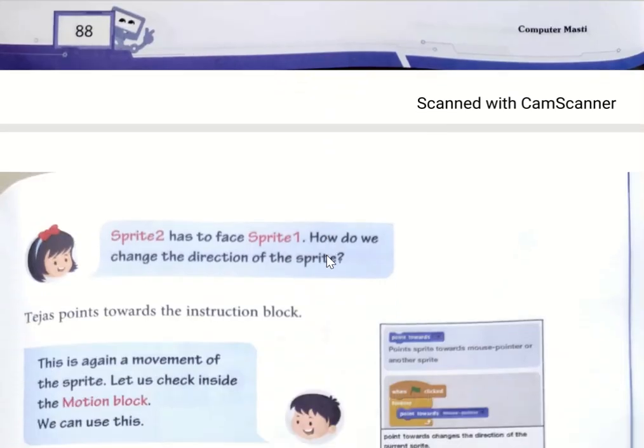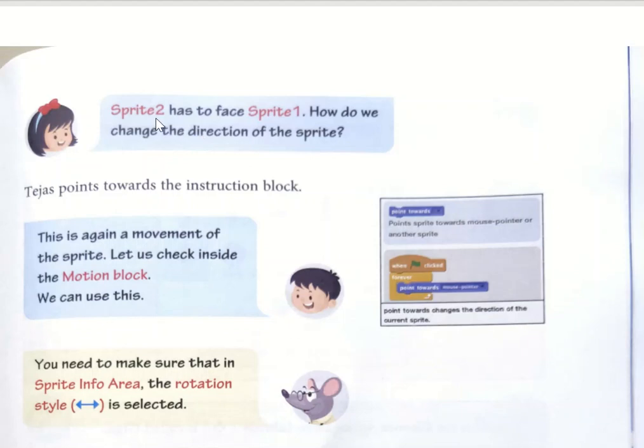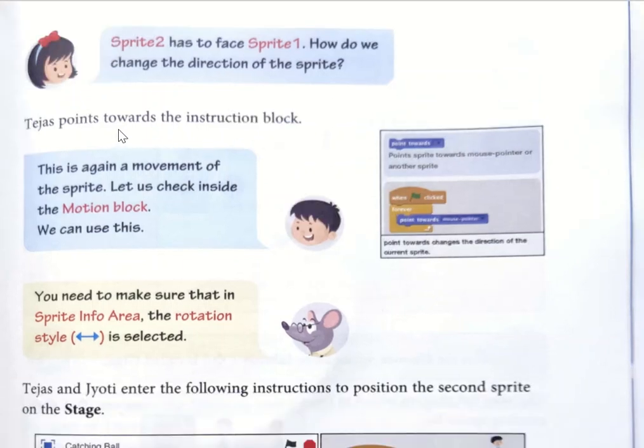Now the next page is, Jyoti is saying sprite 2 has to face sprite 1. How do we change the direction of the sprite? Then Tejas points towards the instruction block. This is again a movement of the sprite. Let us check inside the motion block.